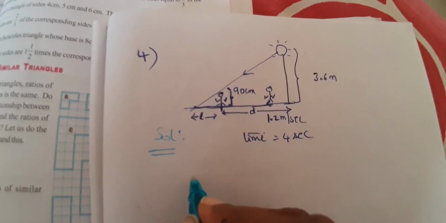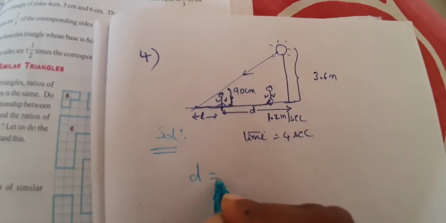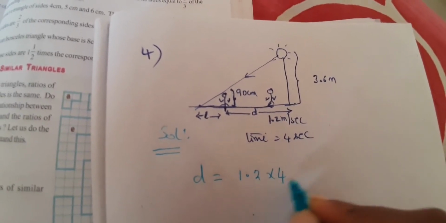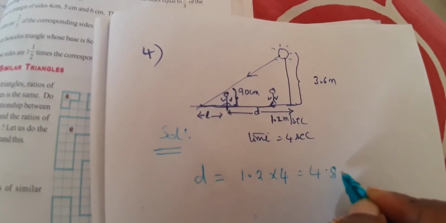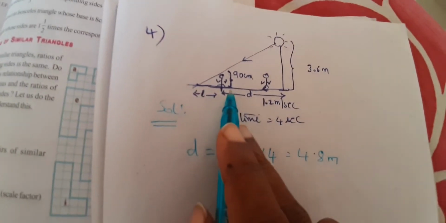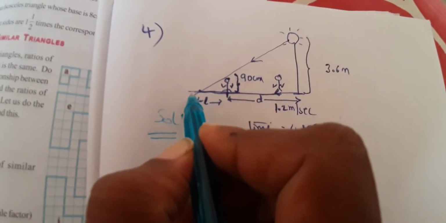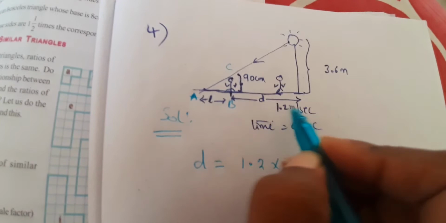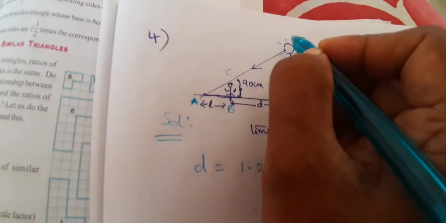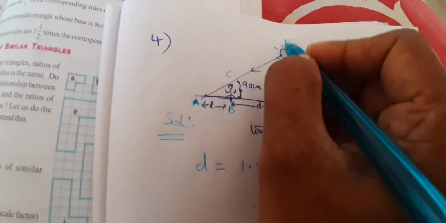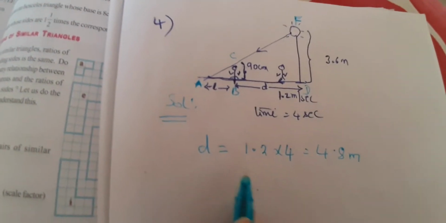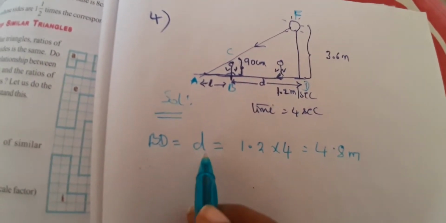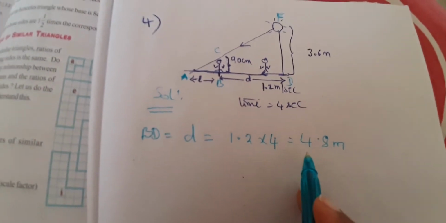So what is it that we have to find out? Distance traveled D is equal to speed into time, 1.2 into 4, which is equal to 4.8 meters. So we know D. Let's name the triangles, that will be easy for us. This is triangle ABC. This is triangle ADF. Whatever it is, I am naming it like this. Now we got the BD value. BD is equal to the distance traveled in 4 seconds, which is 4.8 meters.